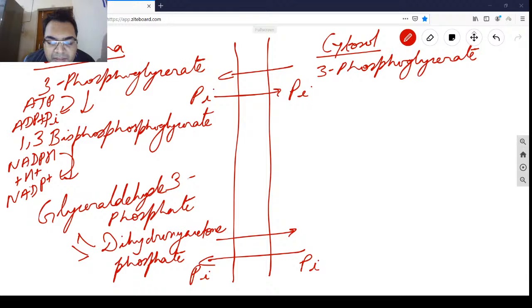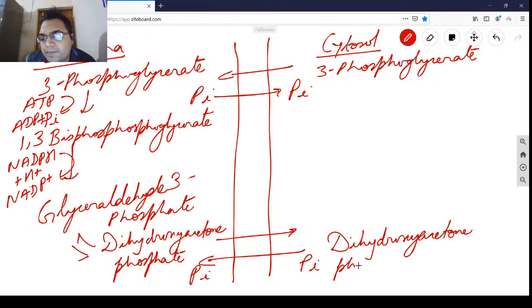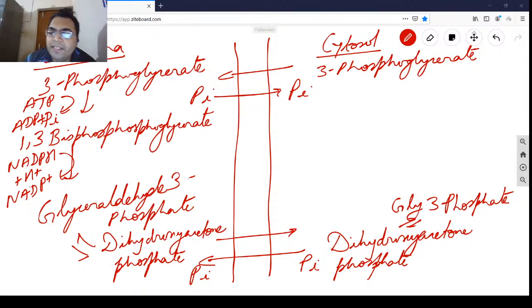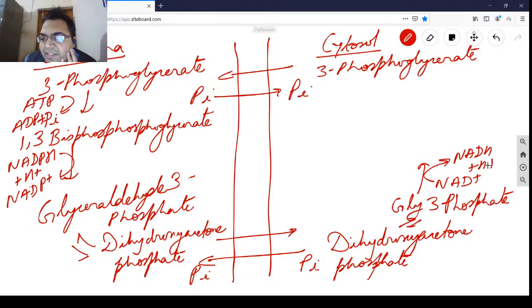This can come out and again Pi can come in, and then dihydroxyacetone phosphate will be converted to glyceraldehyde 3-phosphate by isomerization. Then again that will go with the glycolysis route. Then that will be reduced. NAD plus will be reduced to NADH, cytosol NADH plus H plus. And then 1,3-bisphosphoglycerate.